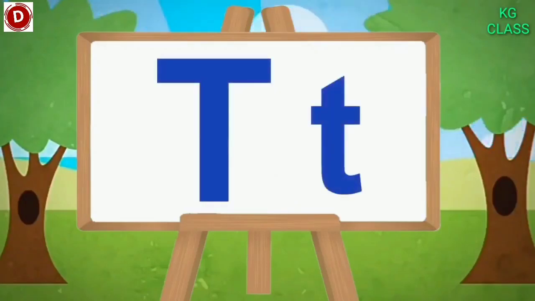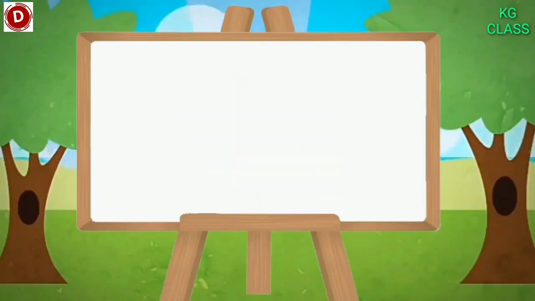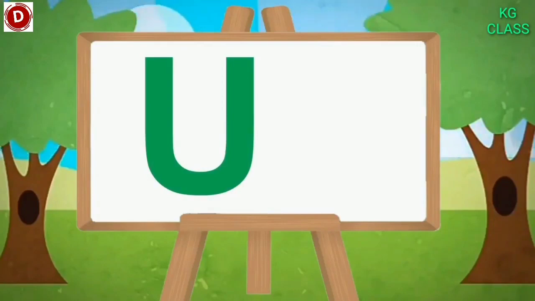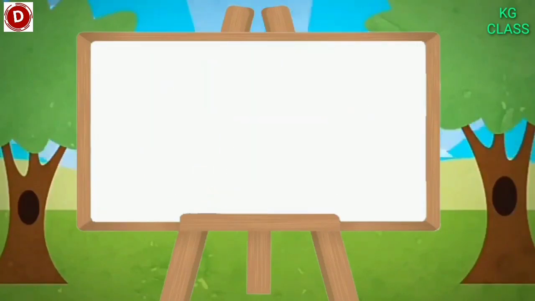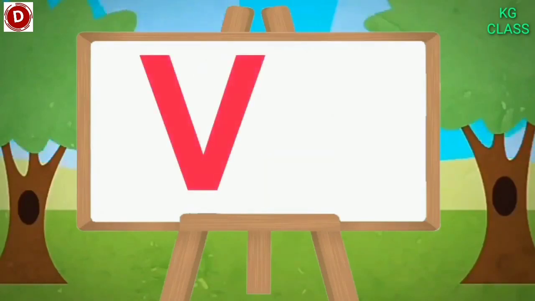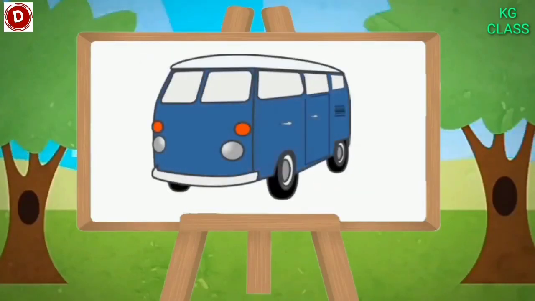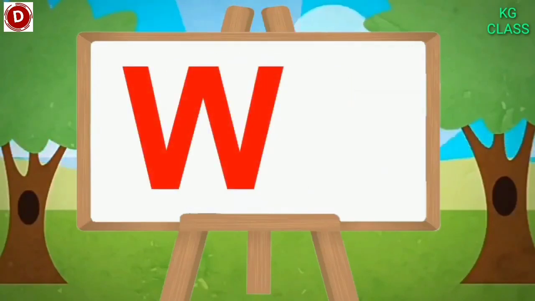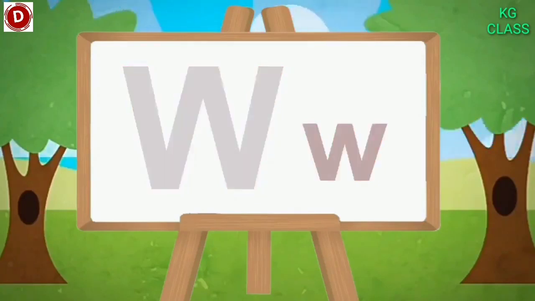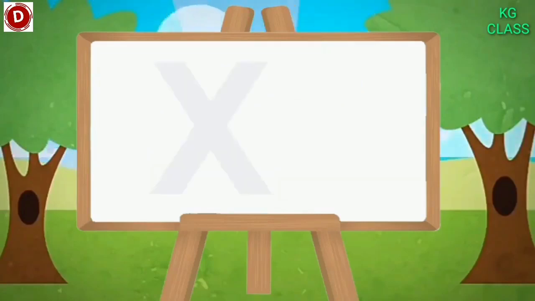Capital T and small t. T for table and T for tree. Capital U, small u. U for umbrella and U for utensils. This is V and this is small v. V for van, V for vase. This is capital W and small w. W for watch, W for whale.